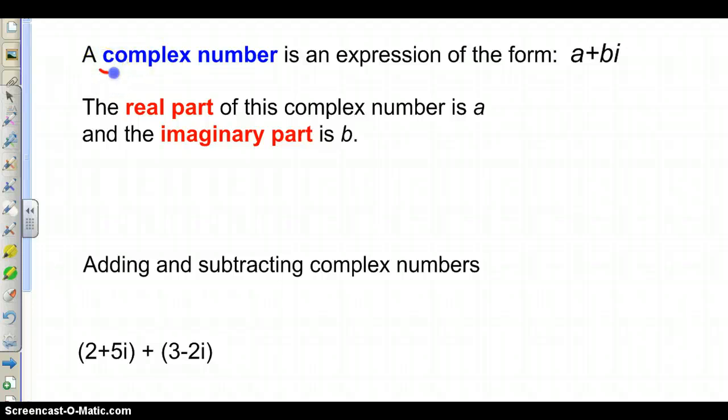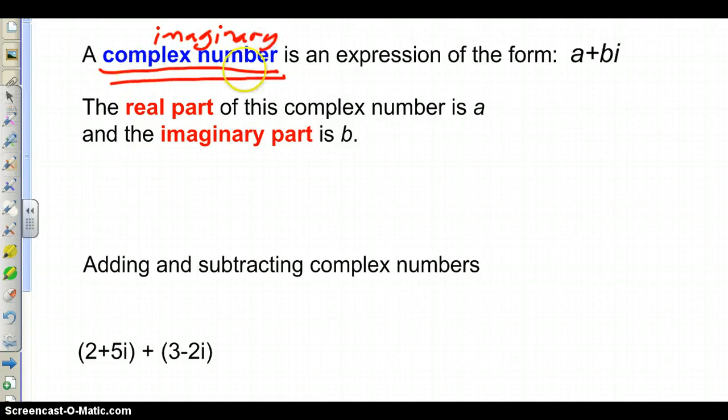So a complex number is what we're talking about here. Sometimes I'll use these terms interchangeably, but they're just a little bit different. Usually when we're talking about complex numbers, we're talking about imaginary numbers. A complex number has two parts, two sides to the number. You have a real part and an imaginary part, and it goes in that order, usually a + bi.